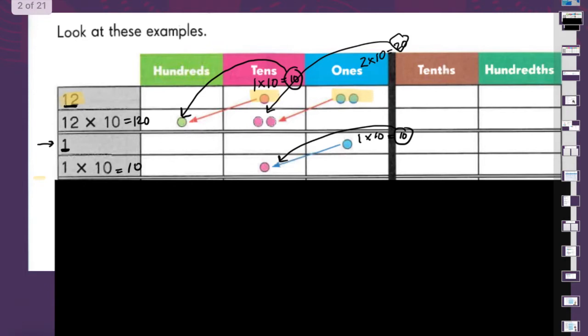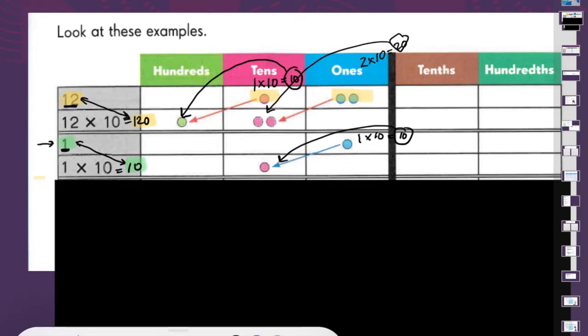So when we multiplied 12 by 10, it became 120. When we multiplied 1 times 10, it became 10. Are you starting to see any patterns about what's happening as we multiply by 10? You may be saying to yourself, or maybe you're saying it out loud, that you notice that as we multiply by 10, we are adding a 0 to the end. 12 times 10 is 120. We simply added a 0. 1 times 10 is 10. We simply added a 0.